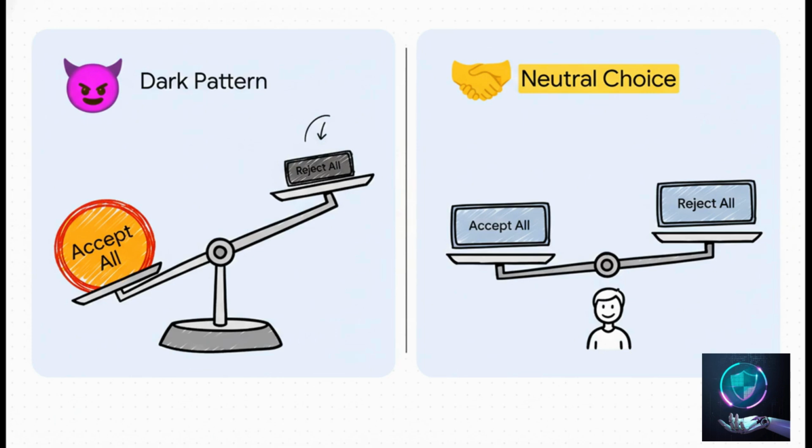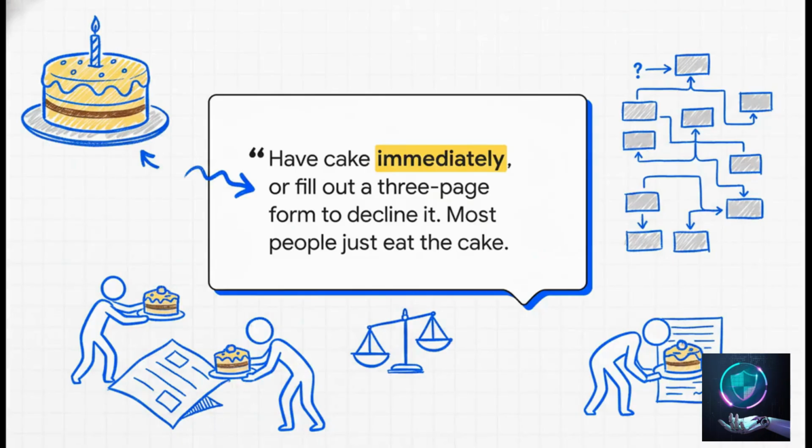And honestly, it's what privacy laws, like the GDPR in Europe, are supposed to guarantee. This cake analogy just nails the whole issue perfectly. A dark pattern doesn't give you a real choice. It just makes one option so much easier that it feels like the only option. Of course, you're going to take the cake. Who wants to go fill out forms? And that's exactly what these websites are counting on.